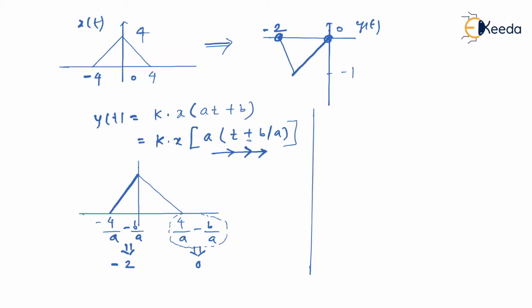So now I can write 4 by a minus b by a equal to 0, or I can write 4 minus b equal to 0, or I can write b equal to how much? It is 4. So now I got the value of b also, which is equal to 4.